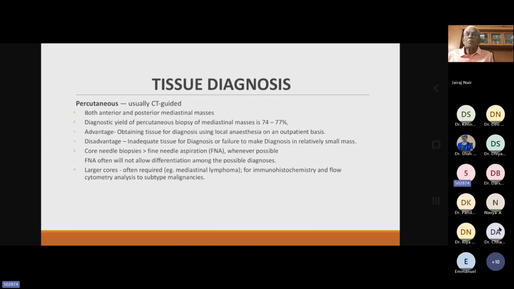Now, different types of biopsy. Percutaneous, which is usually CT guided, can be done for both anterior and posterior mediastinal masses.